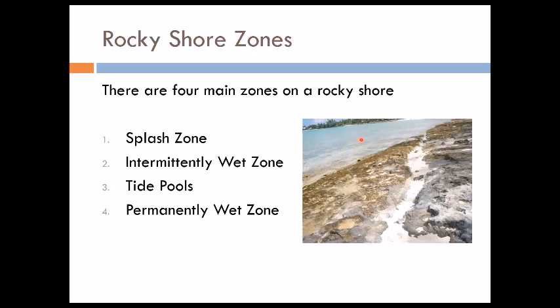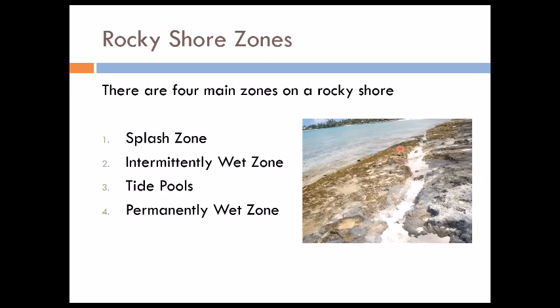All right, so now we're going to talk about the four different zones when it comes to a rocky shore. Here are the four zones right here. You have the splash zone, the intermittently wet zone, the tidal pools I was telling you about, and then the permanently wet zone. Just from looking at this picture, you can see the majority of these zones.